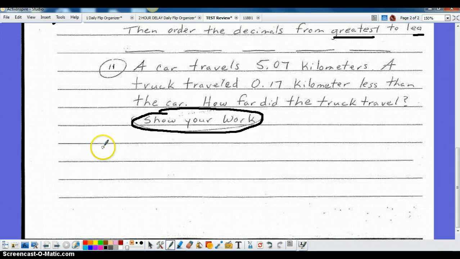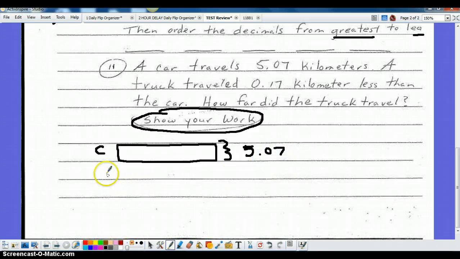I can make a bar model out of this. I have a car and show how far he traveled. This car, if I create a little mustache to show the total, traveled 5 7/100. The truck traveled less than, which means it's going to have some number here, which is going to be a smaller bar, minus, which would be whatever this is.